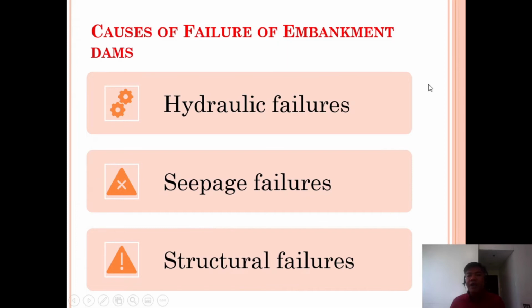So, what are the causes of failure of an embankment? As mentioned in the definition of embankment dams or earth dams, it is prone to failure, susceptible to failure because of the material itself. So here are the causes of failure. Number one is hydraulic failures. The second one is seepage failures. And the third one is structural failure itself. So let us discuss these one by one.